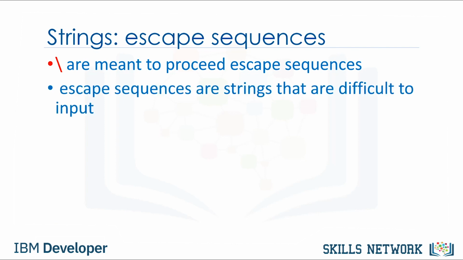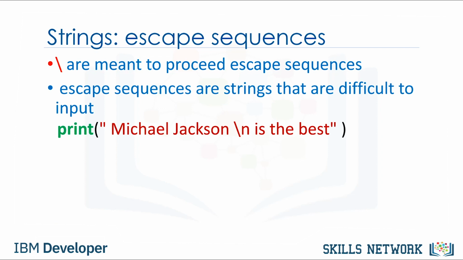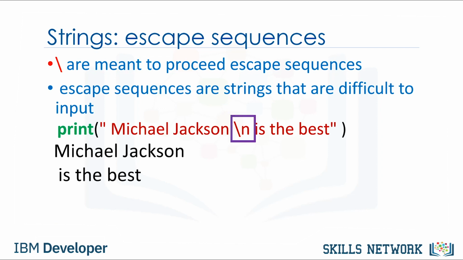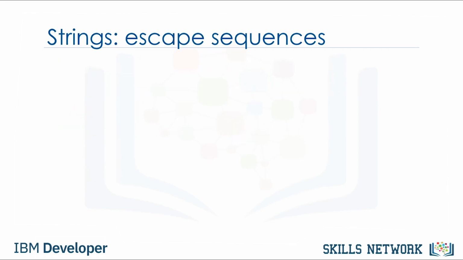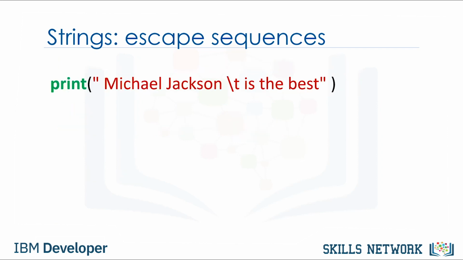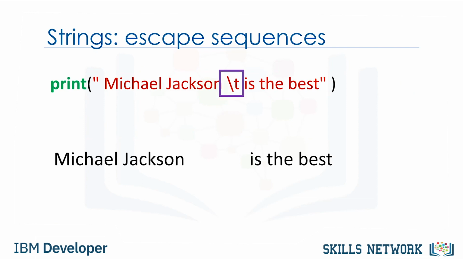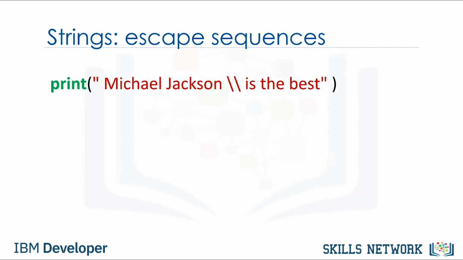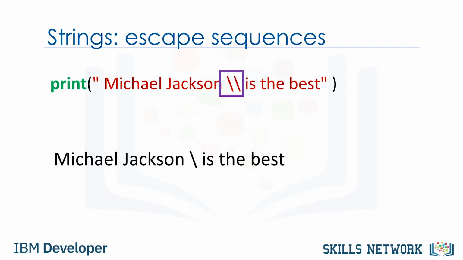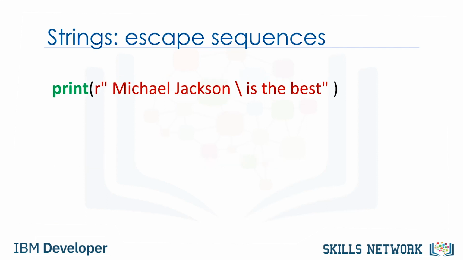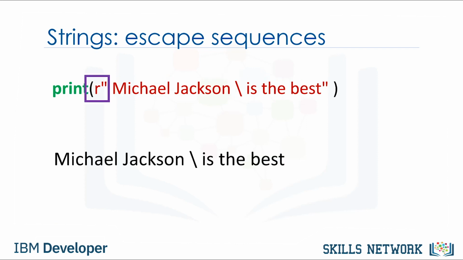Escape sequences represent strings that may be difficult to input. For example, backslash n represents a new line. The output is given by a new line after the backslash n is encountered. Similarly, \t represents a tab. The output is given by a tab where the \t is. If you want to place a backslash in your string, use a double backslash. The result is a backslash after the escape sequence. We can also place an r in front of the string.